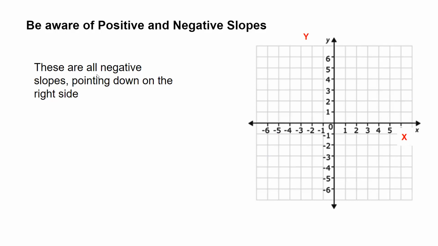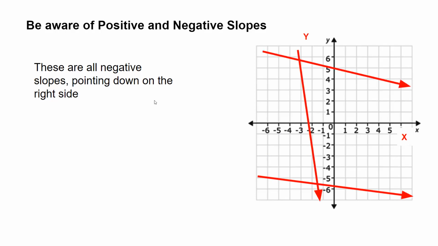Likewise, let's take a look at some negative slopes. These will all be pointing down on the right-hand side, like that, or that, or that. Notice that on the right-hand side of this line, these are all pointed down. Now, this is pointed way down. This one is just pointed a little down, but it doesn't matter. As long as it's pointed down, it will be a negative slope. So it's helpful to keep that in mind before you start doing the math.